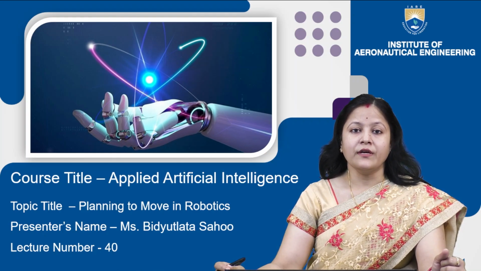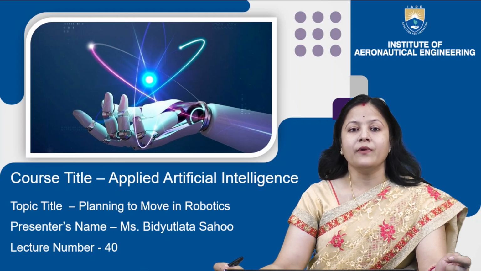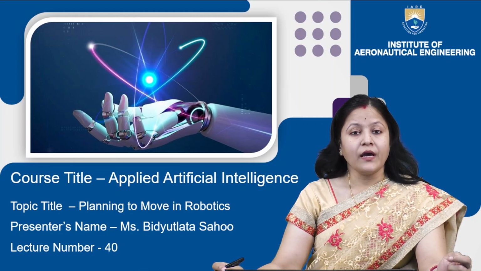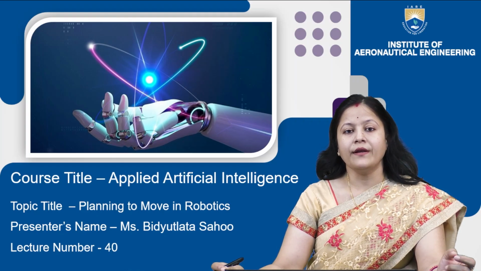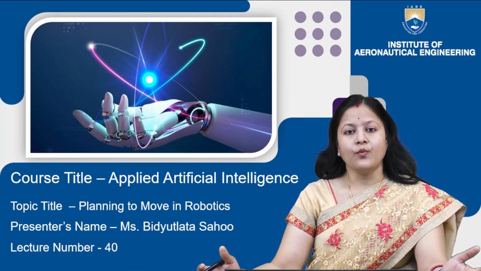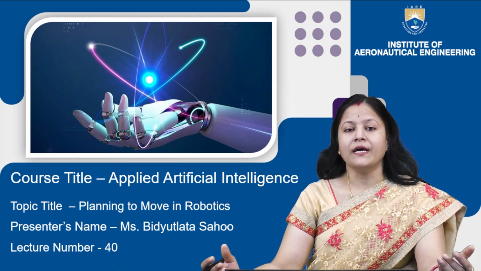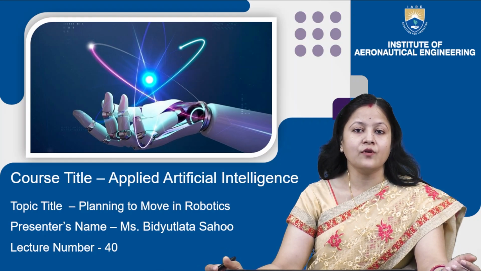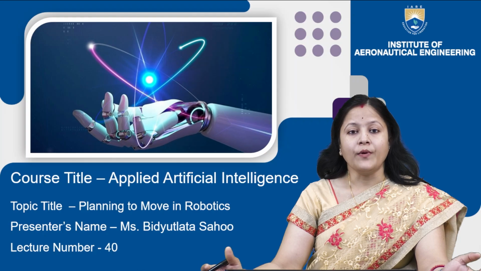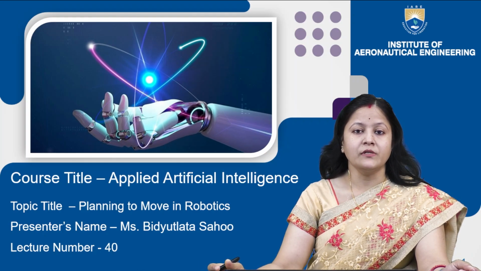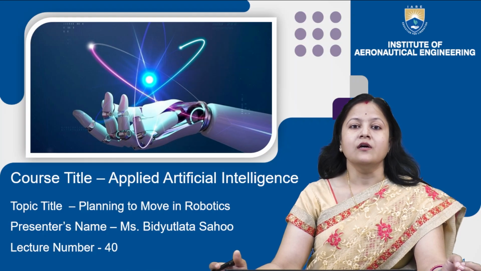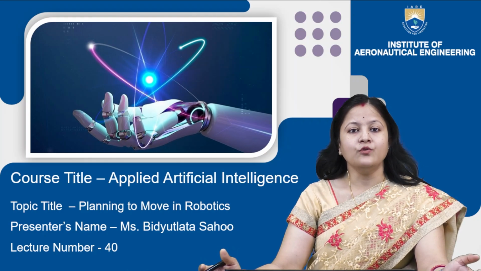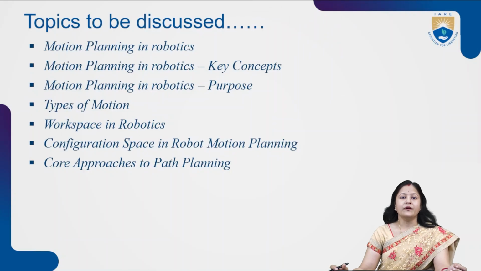This is my 40th video lecture on the course Applied Artificial Intelligence. Today I am going to discuss planning to move in robotics. Already I have discussed in my previous videos introduction to robotics, different types of robots, robotic hardware and robotic perception. This is the fourth topic in the chapter robotics. So planning: how robots plan to move. These are the topics to be discussed.